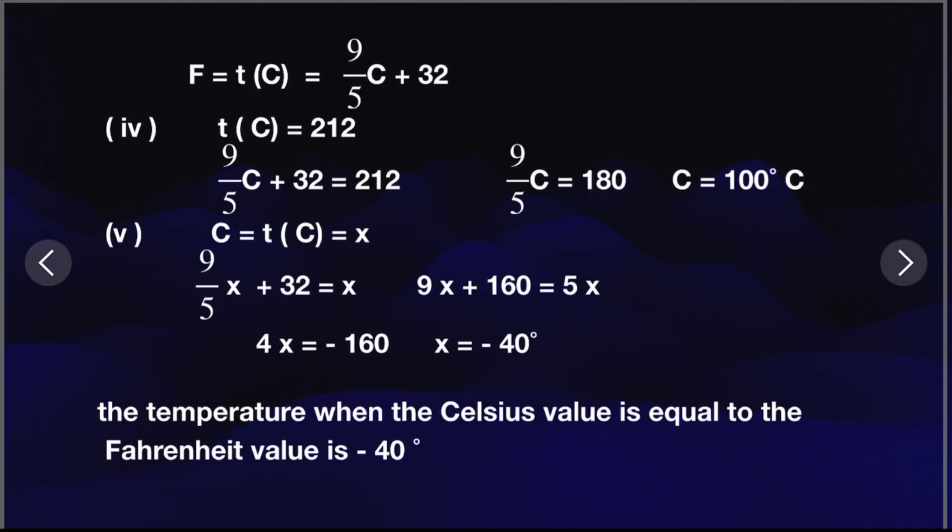Okay. So number 4, they have given us the Fahrenheit temperature as 212. They are asking us to find the Celsius. Again simple, put it in the same formula and you will get the Celsius temperature.